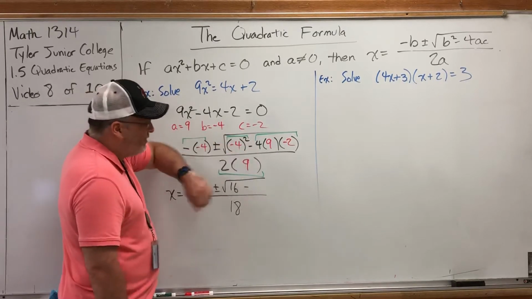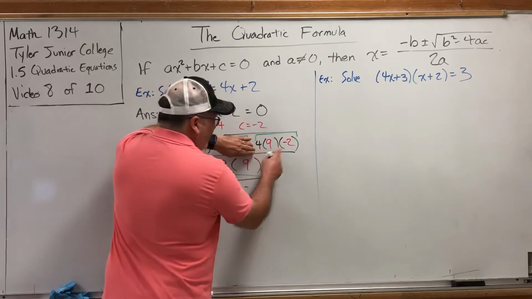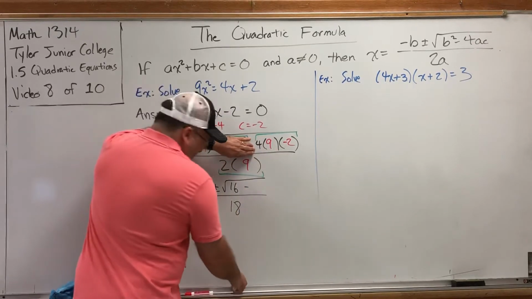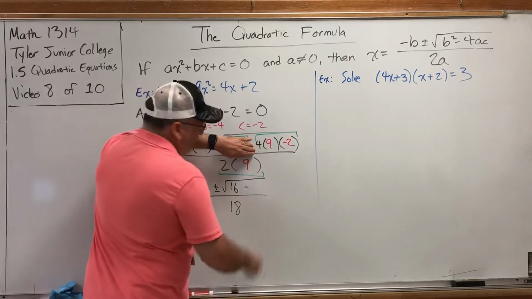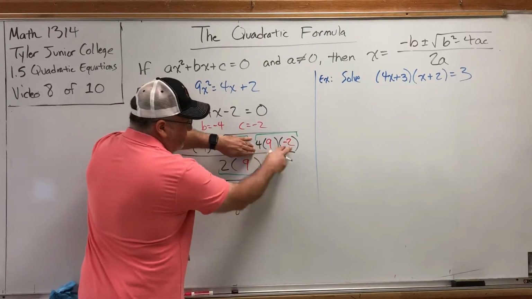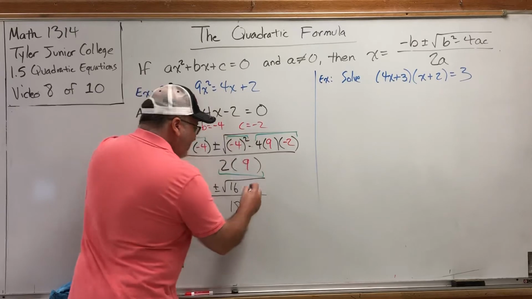So on the right side of the subtraction sign is 4 times 9 times negative 2, which by the way is not a distributive property, it's just a long multiplication. 4 times 9 is 36. 36 times negative 2 is negative 72.